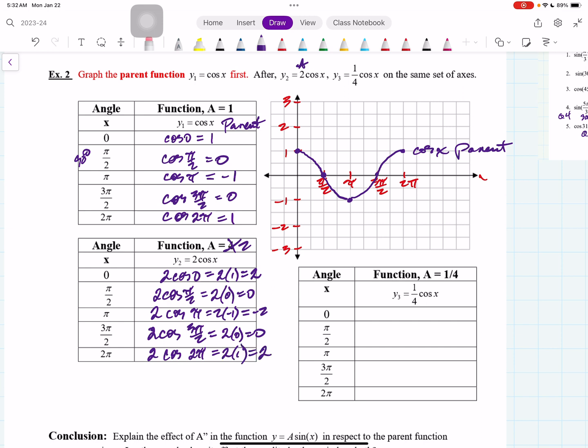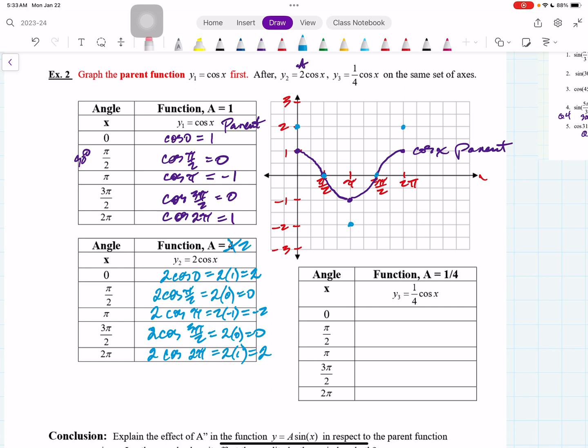Okay, and guess what? That should have been in a different color, so let me change it to a different color. Whoops. Okay, so (0, 2) is up here. All right, (0, 2), (pi halves, 0) back on the axis, (pi, -2), and then (3/2 pi, 0), and then (2 pi, 2).